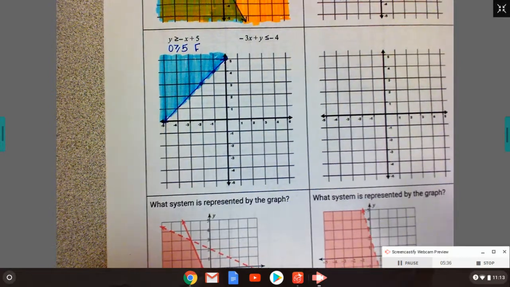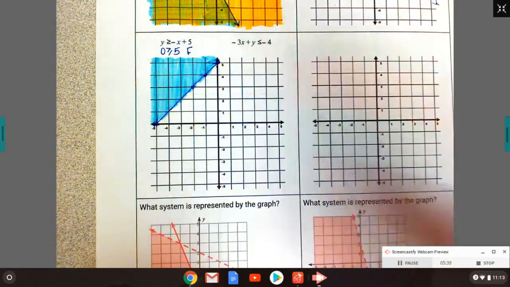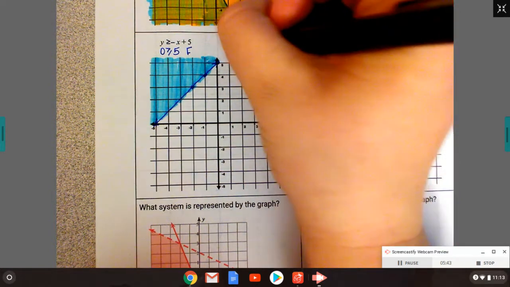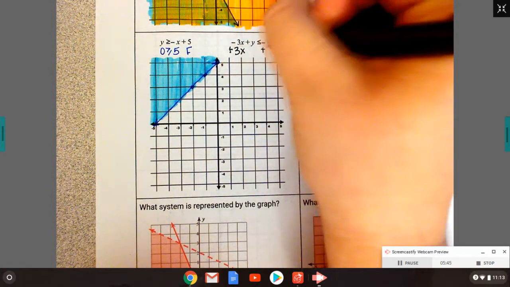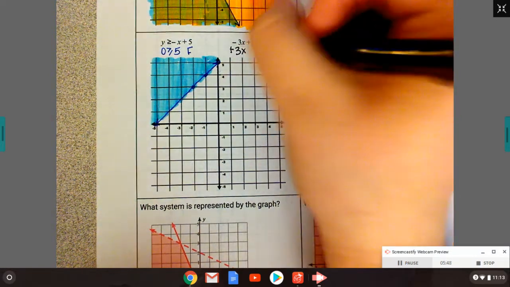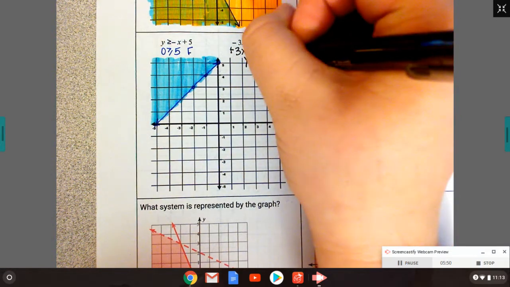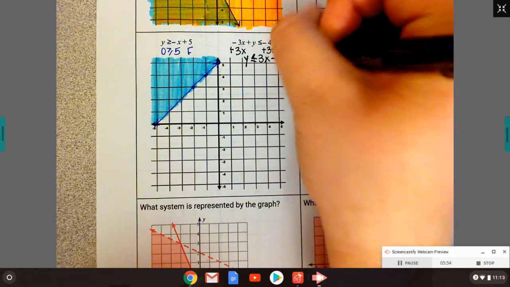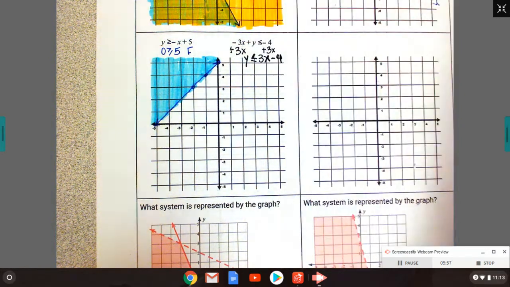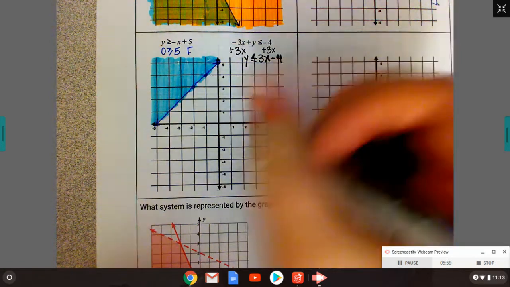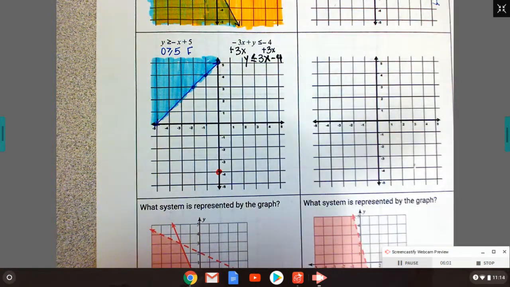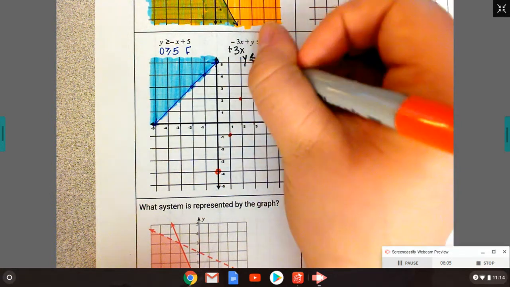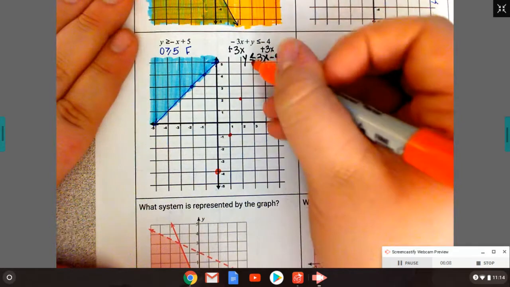All right, my next one I've got, oh no, notice this is not in slope-intercept form yet. It almost is though. If I were to move this 3x to the other side, then it would make this be the equation y is less than or equal to 3x minus 4. So let's use that. So I've got intercept at -4 and a slope of 3. So up 3 over 1. And it's going to be bold.